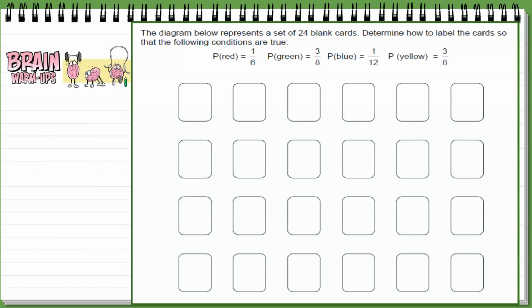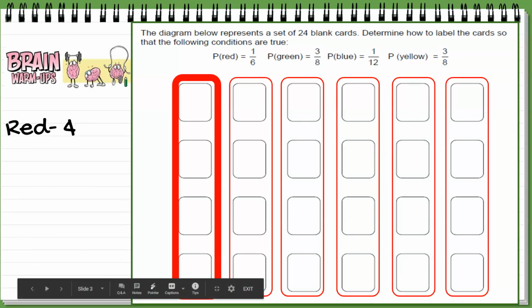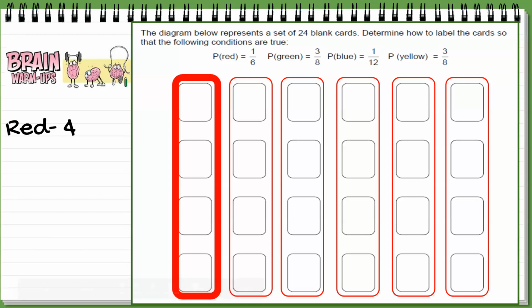One way you could solve this is to look at the fractions. We know there are 24 cards and 1/6 of them are red. So what I would do here is I would look that there are 24 cards. I would divide them into 6 groups, and I only need one of the 6 groups. In that one group, there are 4.